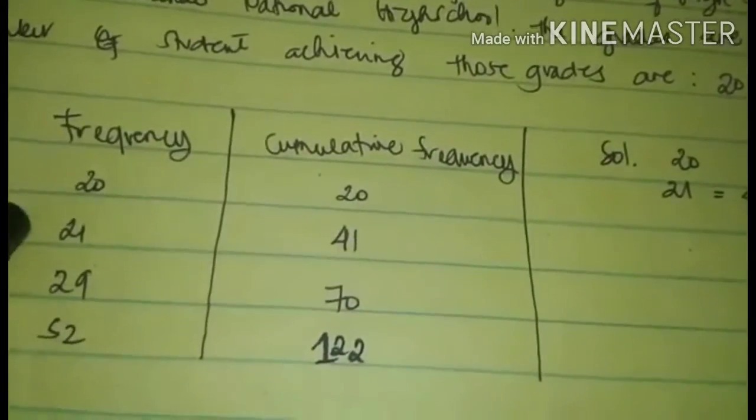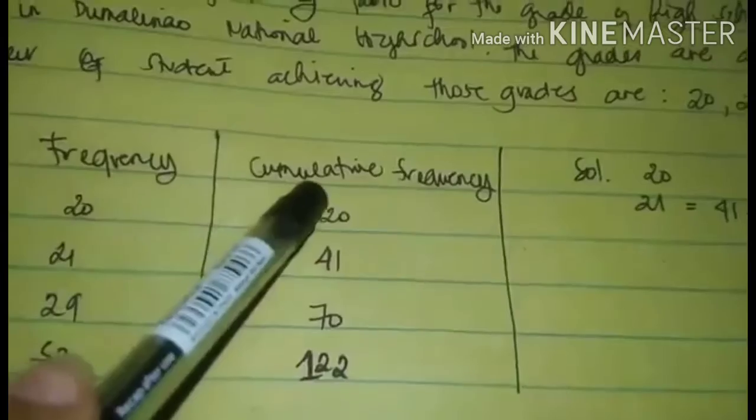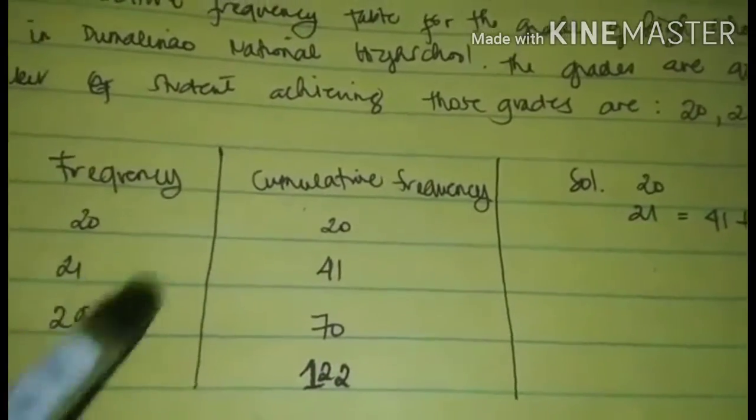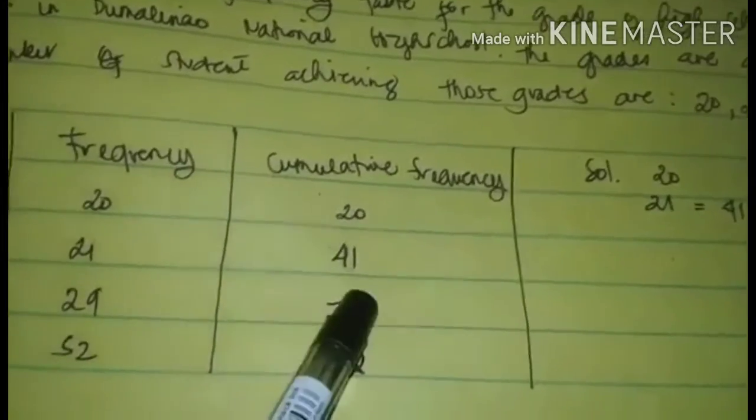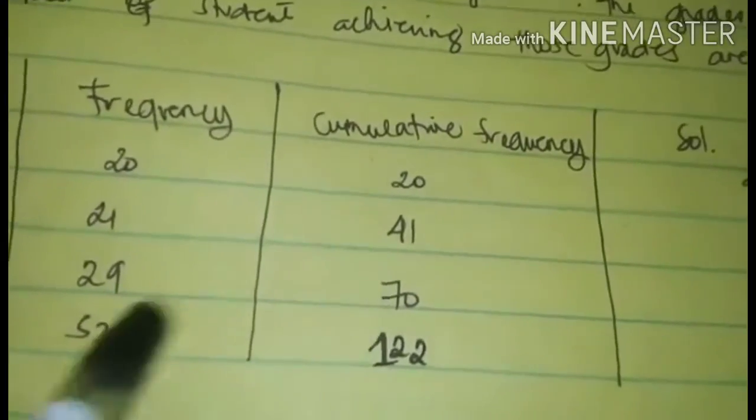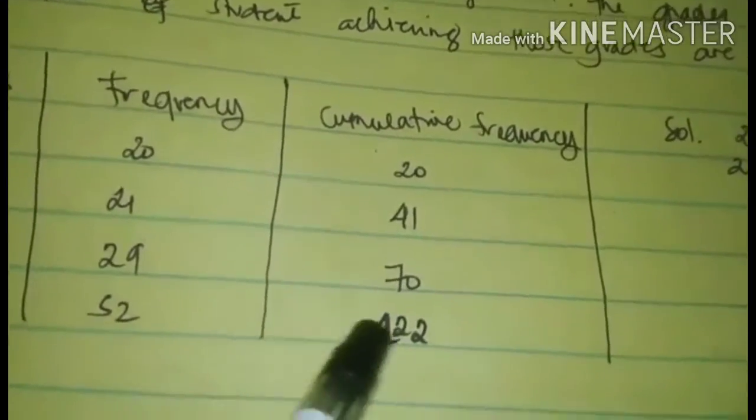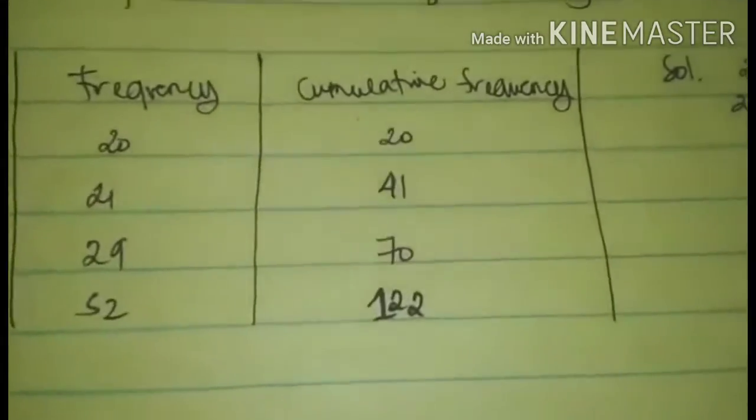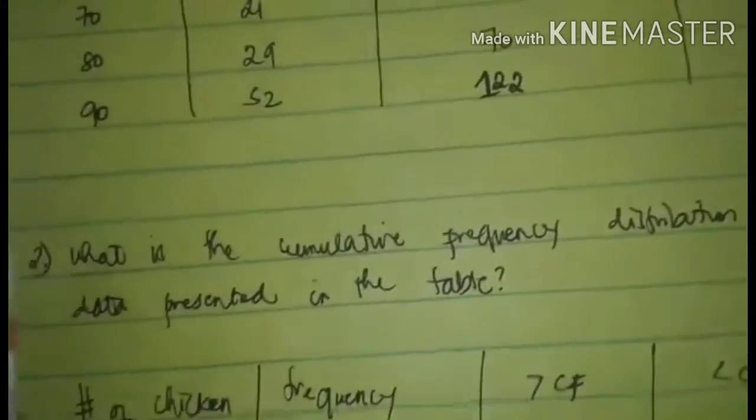And then, in order to get the cumulative frequency, we need to copy this one, and then we need to add. 20 plus 21 is 41, plus 29 is 70, and plus 52 is 122. So that's how we get our cumulative frequencies.